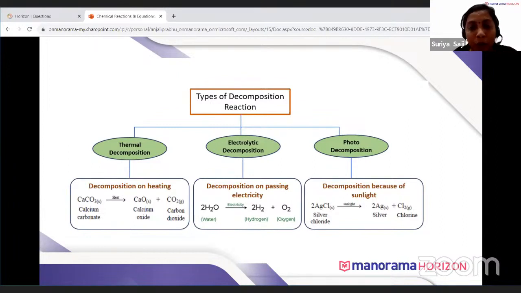So first is thermal, we told calcium carbonate decomposition. It is an example for thermal decomposition. Then decomposition of water, that is using electricity. That is electrolytic decomposition. If the decomposition is taking place using sunlight, in the case of silver chloride, AgCl, Ag is the chemical symbol of silver. Silver chloride decomposes in the presence of sunlight, gives silver and chlorine gas.